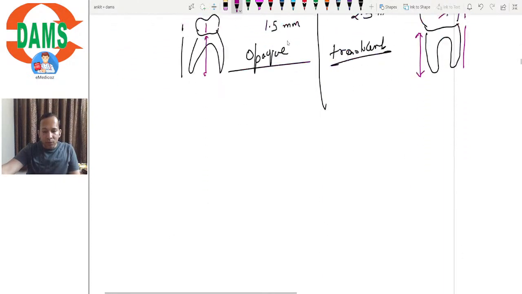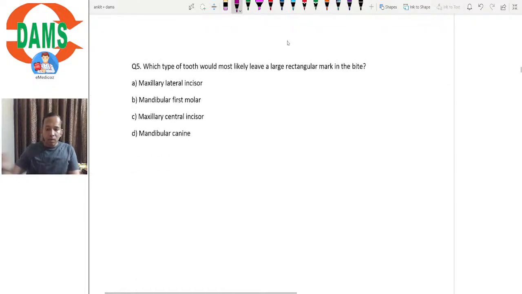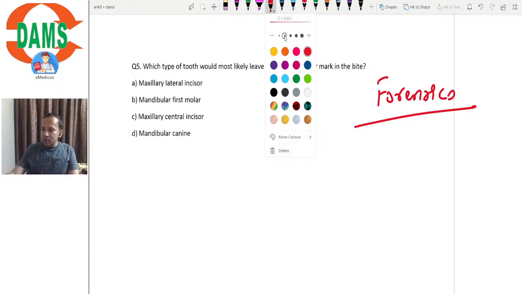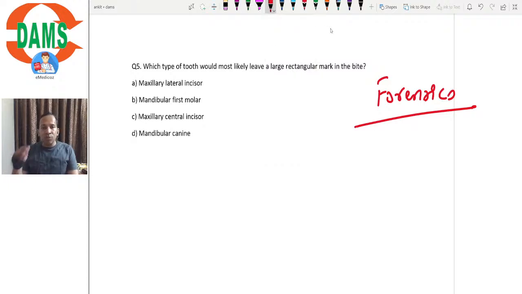So let's go to the next question. Which type of tooth would most likely leave a large rectangular mark in the bite? So this is a question from forensic dentistry. And what they want to know is which of these teeth will leave a large rectangular mark in a bite mark, right? So lateral incisor, first molar, central incisor and canine. We have these four options.